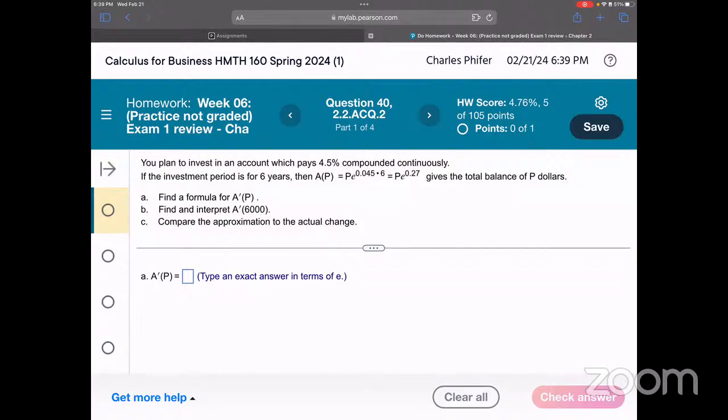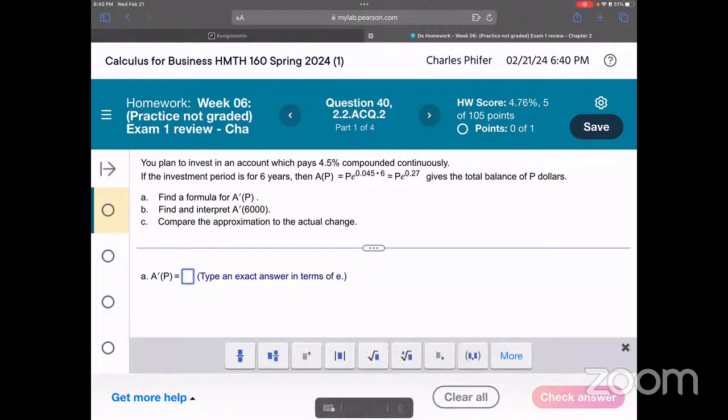All right, that was enough of a tangent. Let's see. You plan to invest in an account which pays 4.5% compounded continuously, so that's PERT. If the investment period is 6 years, then the future amount is given, right? It gives a total balance of P dollars. Future amount, okay, that's fine. Find a formula for A prime of P. Let's just take the derivative, right? Let's do it. The derivative of e is itself.